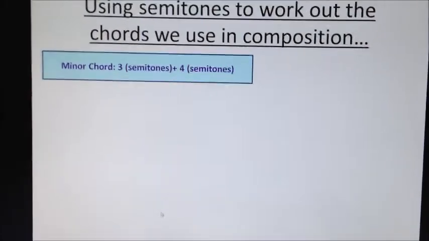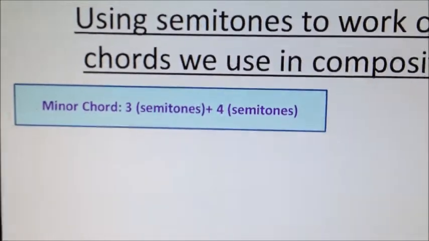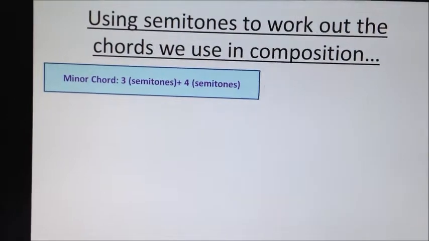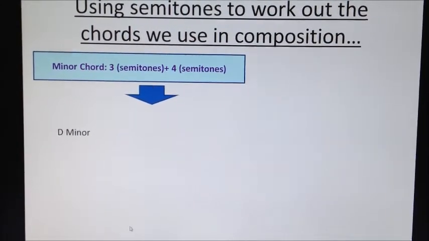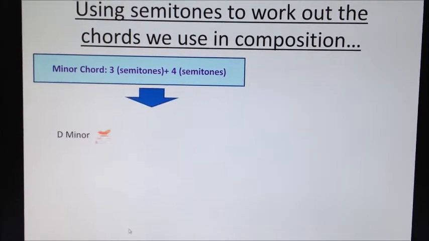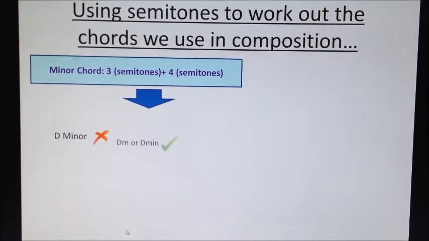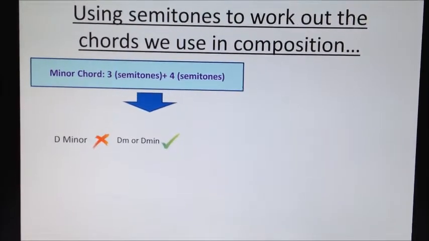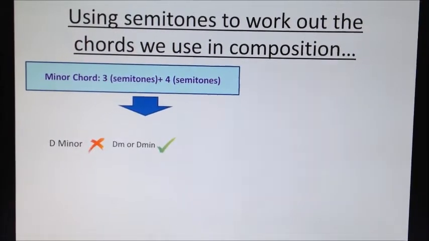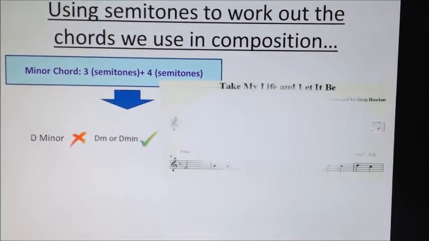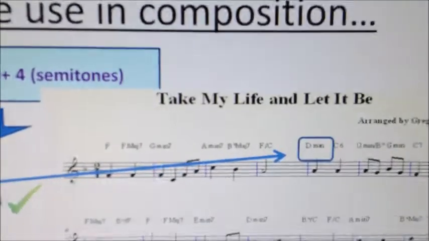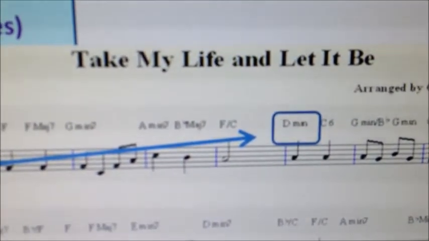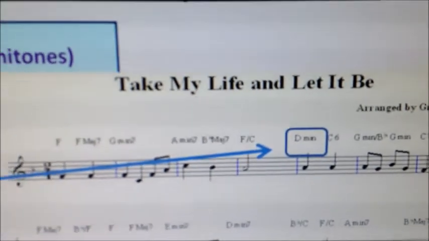Minor chord, pretty straightforward, 3 plus 4. I'm referring to semitones there. Okay, how does it look on music or on a lead sheet? Not like that. You don't write D minor, you can write D, M, or you can write D, min, for short for minor. And another example would be that there. That's what it looks like. In this particular lead sheet it says D, min for minor.